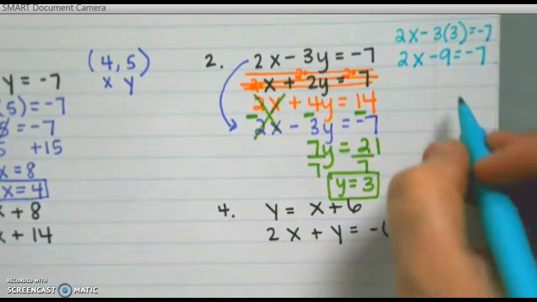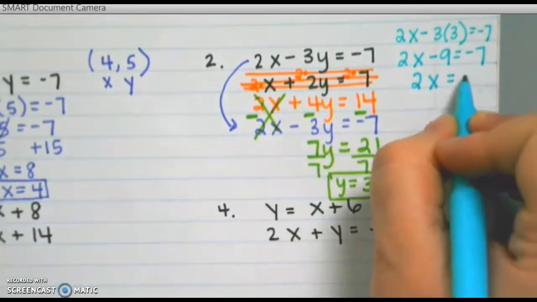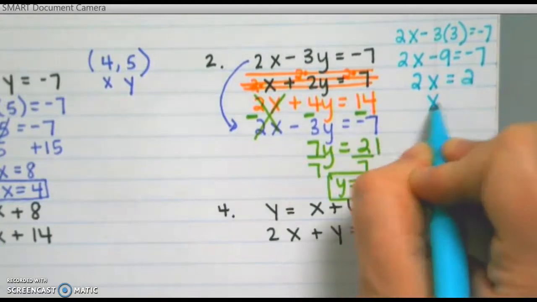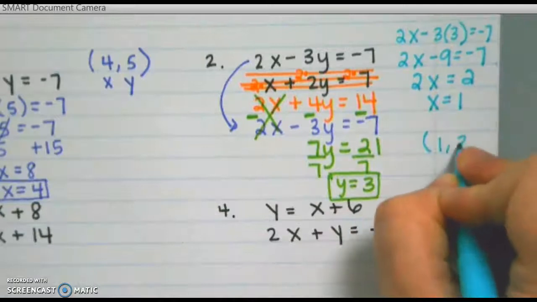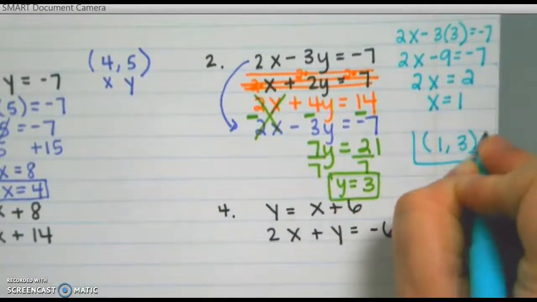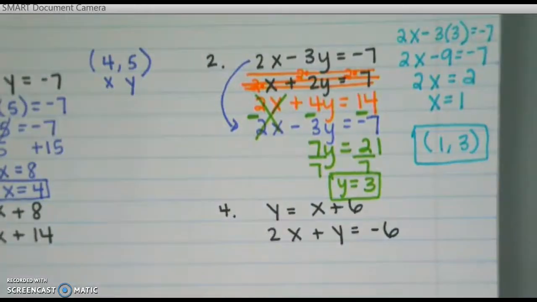I'm going to add 9 to both sides because I have to move stuff away from my x. So negative 7 plus 9 is 2. When I divide, I get x is equal to 1. So remember, your answer is an ordered pair with the x number and then the y number.